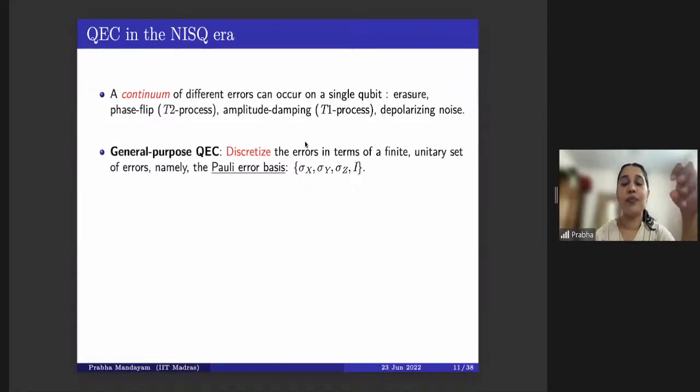Okay, you discretize the error in terms of the Pauli error basis. So what standard error correction does is it says, I know what to do if there's an X error. I know what to do if there's a Y error, and I know what to do if there's a Z error. Okay, because these are all typically perfectly correctable. But instead, if I have something like amplitude damping, I will decompose amplitude damping in terms of the XYZ error.